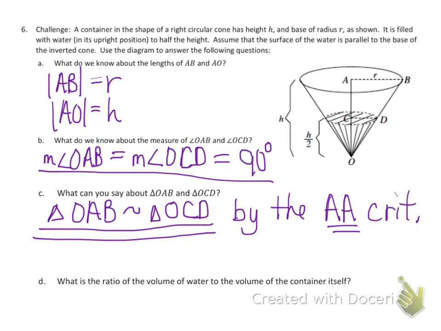All right, so let's read part D. We want to know, what is the ratio of the volume of water to the volume of the container itself? So in other words, what fraction of that container is filled with water? So you might want to take a guess at that. We did that in class. It's filled to half the height. But people noticed, well, but the cone keeps going out like this, so it's definitely not half filled. So think about, what fraction do you think this container is filled?